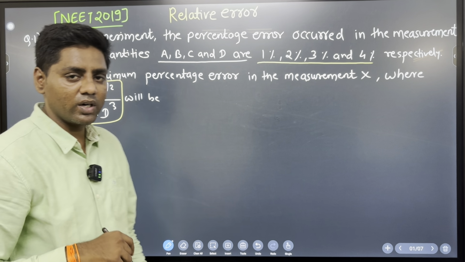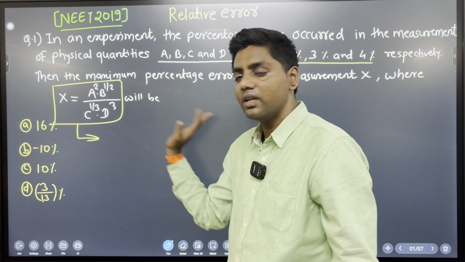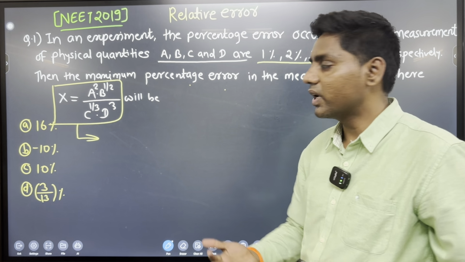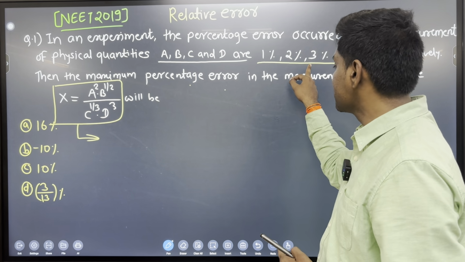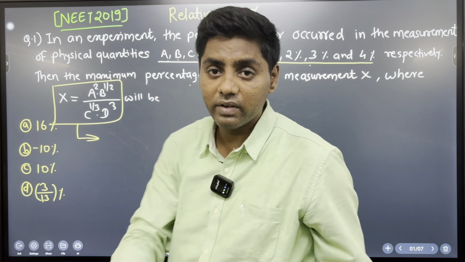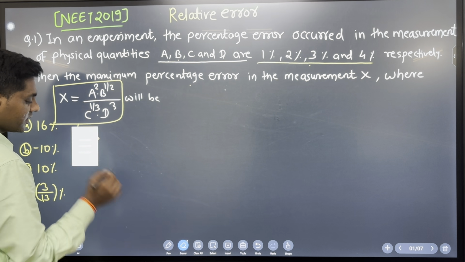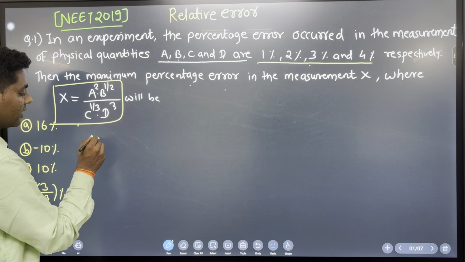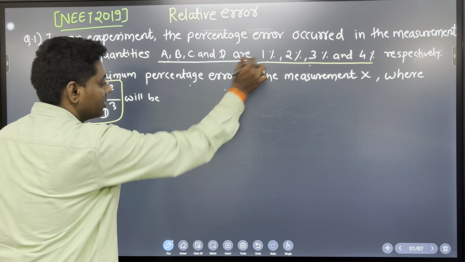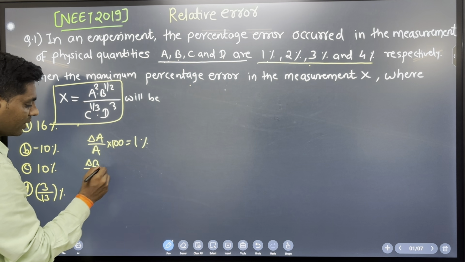X is the physical quantity. In that X physical quantity, there are the other physical quantities, that is A, B, C, D. And now we have to calculate how much percentage error. First of all, we have to write down what is given. Now here the percentage errors in terms of the physical quantities A, B, C, D are given. So first we write down the given data, then we go for the formula. What is the percentage error in A? Percentage error in A is given, that is delta A divided by A into 100 is equal to 1%. Next, the percentage error in B, that is delta B divided by B into 100.